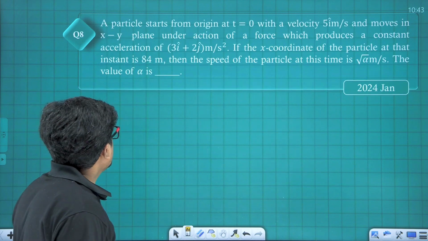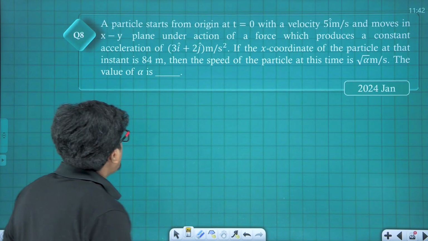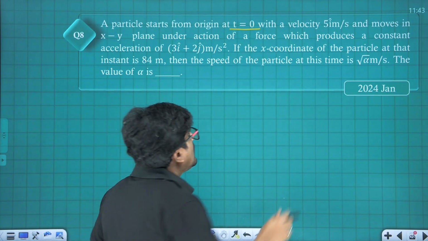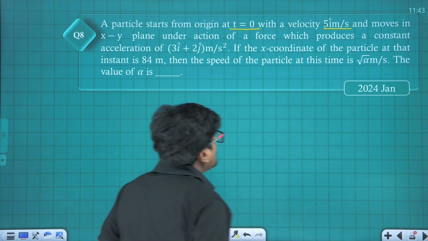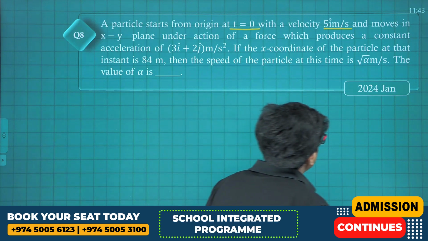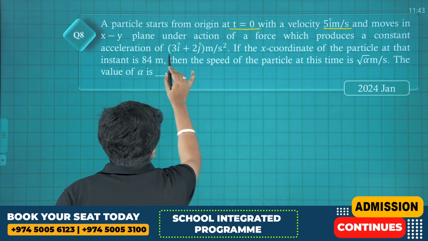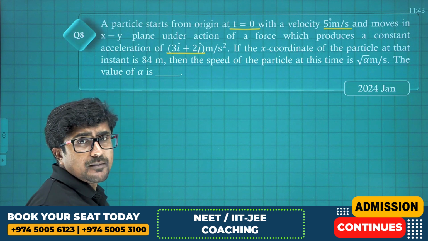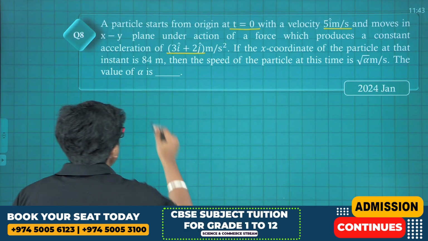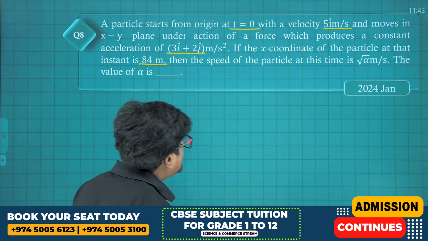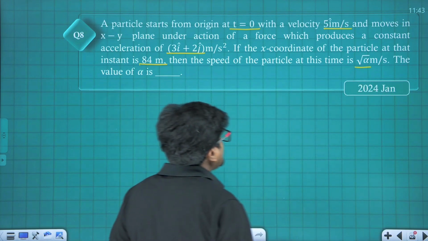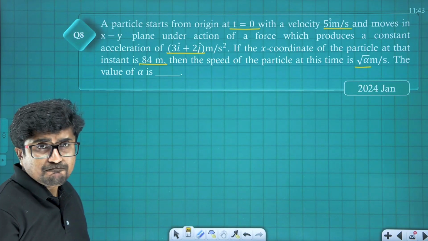Now let's move to the next, that is question number 8. The question says a particle starts from origin at t equal to 0 with velocity of 5 meter per second i cap and moves in xy plane under the action of a force which produces a constant acceleration of 3i plus 2j meter per second square. If the x coordinate of the particle at the instant is 84 meter, then the speed of the particle at this time is marked as root of alpha meter per second. Then the value of alpha is.